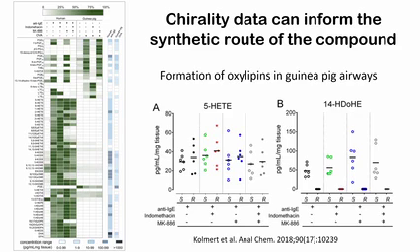Now, switching over to isomers, chirality is something my lab works on a lot. I think it's fun. I like stereoisomers. So we do a lot of chiral chemistries. It can be really useful to understand the synthetic route of a compound. So I'm going to show you some data here. This is general oxylipin profiling that we performed in guinea pig airways. We saw a whole range of oxylipins that we detected.